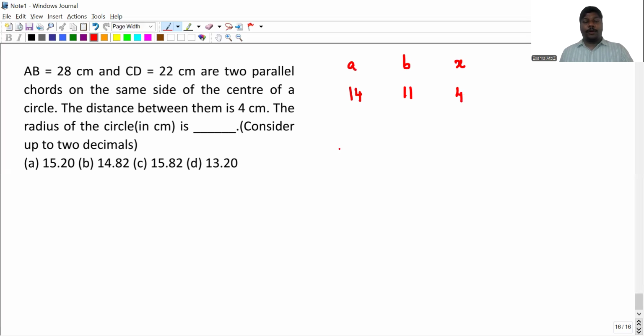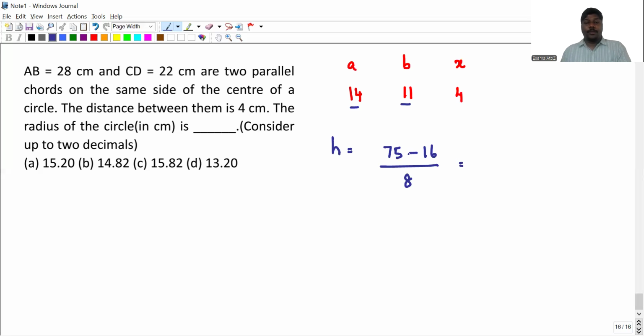So now follow the formula. How do I follow the formula? The formula is h equals a square minus b square, that is a plus b into a minus b, divided by 2x. a minus b is 3, a plus b is 25. What is 3 into 25? It's going to be 75. Minus 16 divided by 2x, that is 8.